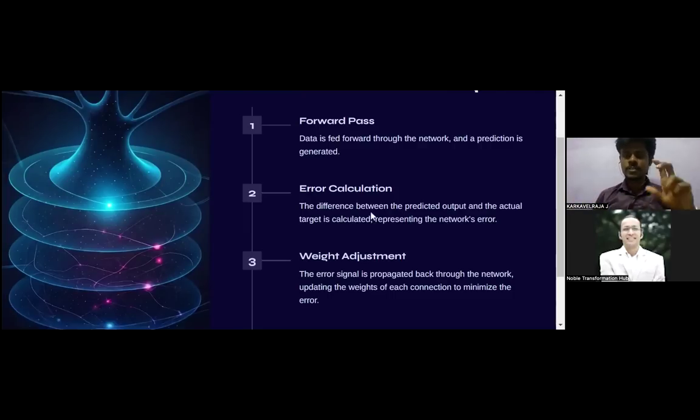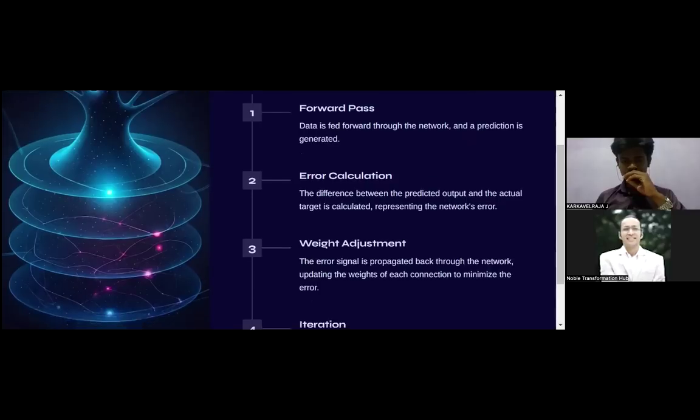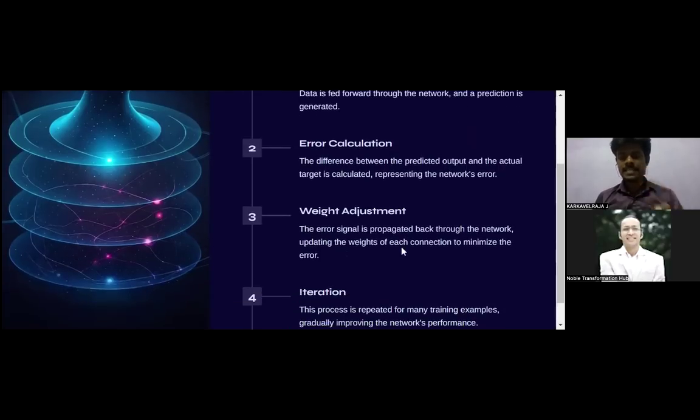Error calculation: the difference between the predicted output and the actual output is calculated, representing the network error. Finally, we get the output as a probability value. We check this probability value with the value present in the actual data set and calculate the error. Then weight adjustment: the error signal is propagated back through the network, updating the weights of each connection to minimize the error.